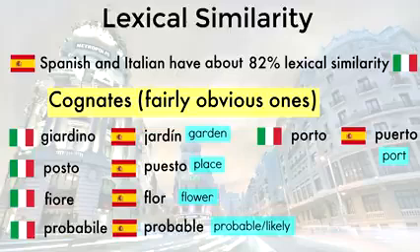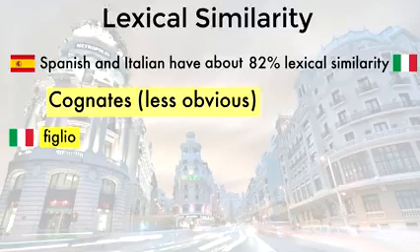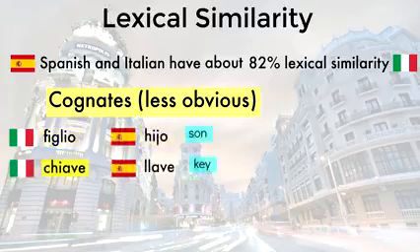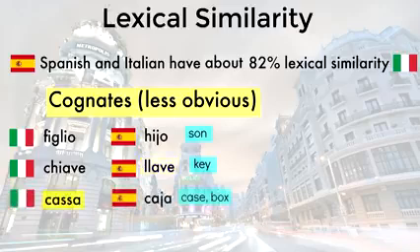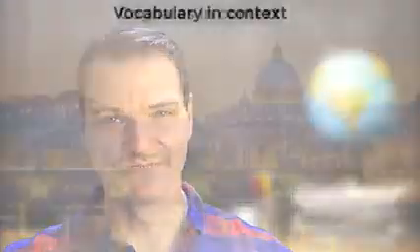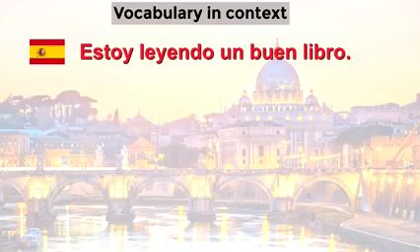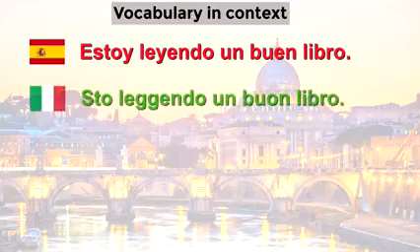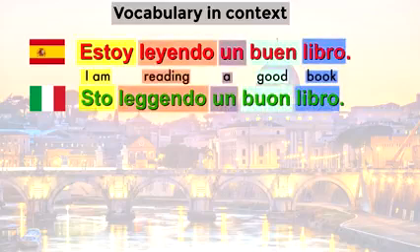Let's look at a couple of less obvious cognates as well. In Italian, figlio. In Spanish, hijo. In Italian, chiave. In Spanish, llave. In Italian, casa. And in Spanish, caja. Now let's look at a couple of sentences to see how many of the words are similar. First in Spanish, Estoy leyendo un buen libro. And in Italian, sto leggendo un buon libro. This means I'm reading a good book. So in these two sentences, all of the vocabulary is equivalent or cognate.